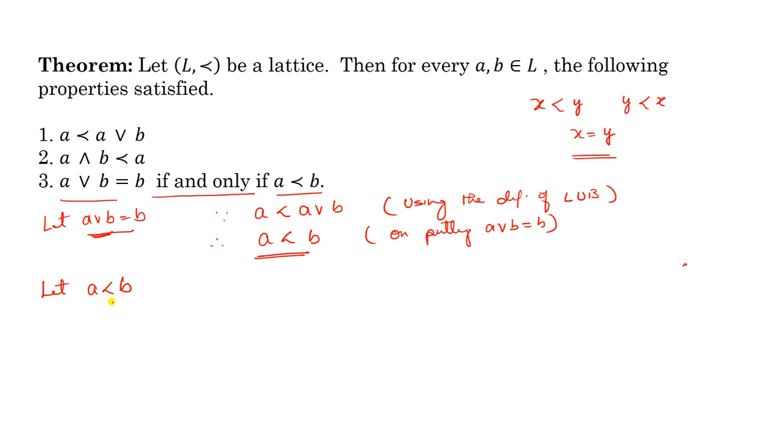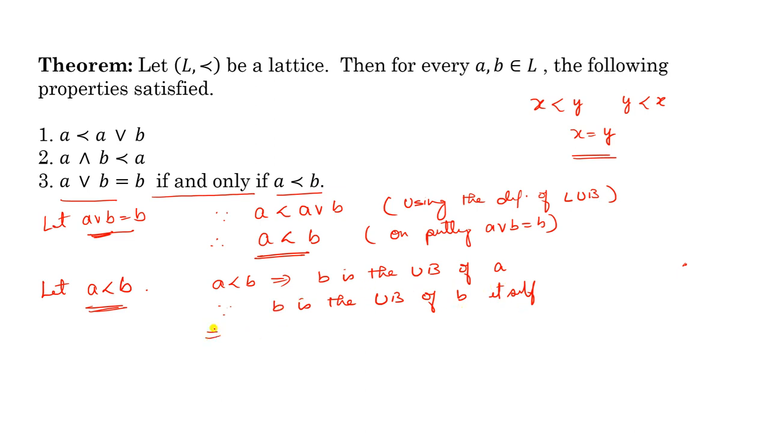Now how can we write it? Given that A is in partial order relation with B, or A precedes B, this means B is an upper bound of A. And since every element is an upper bound of itself, B is the upper bound of B. Now we have B is the upper bound of B and B is the upper bound of A, so this implies B is the upper bound of {A, B}. So we have shown that B is the upper bound of {A, B}.